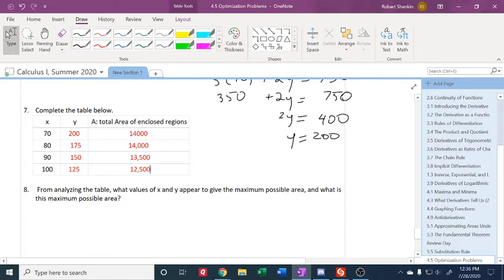Yes? Alright, so let me give you a minute with number 8. Analyze the table. What values of x and y appear to give the maximum possible area, and what is this maximum possible area? You might pick numbers that are actually on the table, or you might do some deductive reasoning and pick some number that's actually not quite on the table, but you can kind of figure out. So think about it, come up with an answer. I'm going to call in a group in a minute here for number 8. And then we'll take a break.